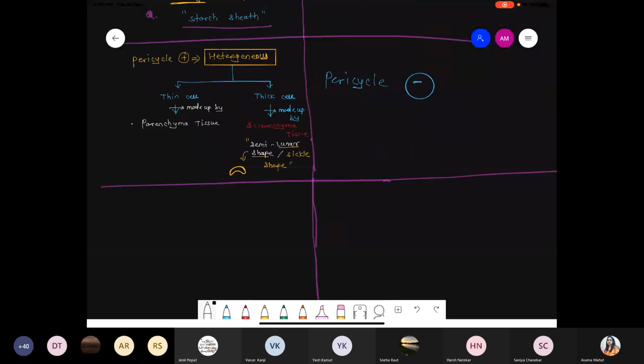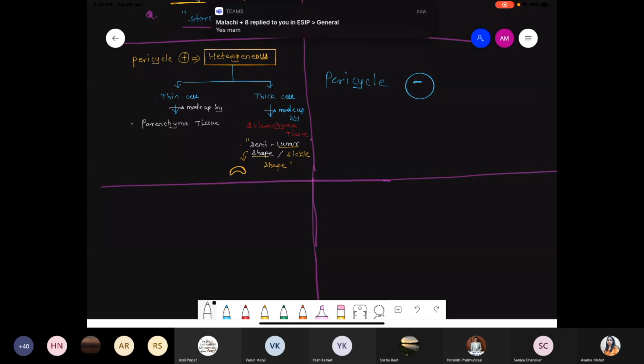Chalo, should I continue with the next part? Now we are talking about vascular bundle. Should I continue? हेलो, अरे सो गए क्या यश? Continue. हाँ सानवी, हाँ हाँ, okay.